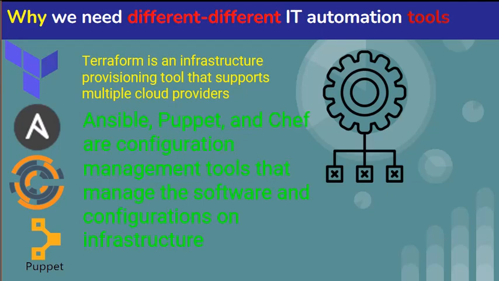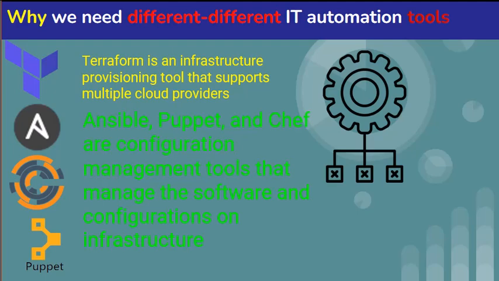We can also understand by the complexity. Some IT processes may be too complex to be handled by a single tool. In such cases, a combination of different tools may be needed to automate the entire process. This also helps to ensure that the process is completed efficiently and accurately. Next, we can understand by scalability. Different IT automation tools may have different capabilities in terms of scaling to meet the needs of a growing organization. Having a range of tools allows organizations to choose the most appropriate tool for their current and future needs.